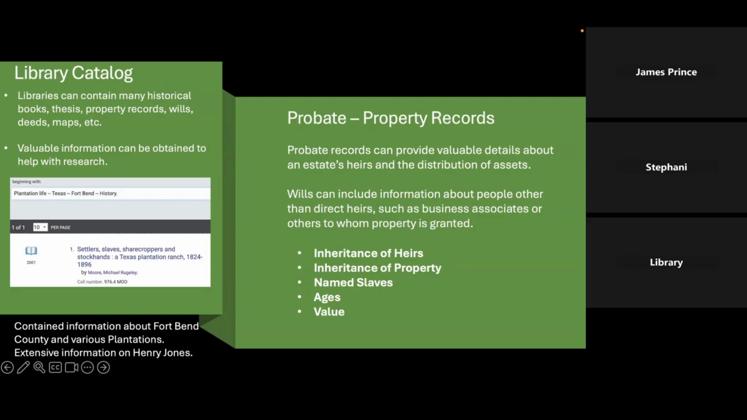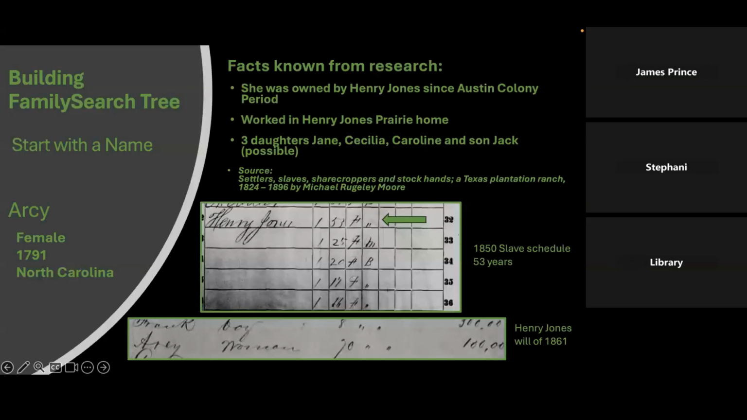Wiley Martin, in his will, gave some of his slaves to the children of Henry Jones because they were his godchildren. And so you're looking at these transactions through the wills, and you can often find named slaves in wills as well. So once you start with a name, you find a name.